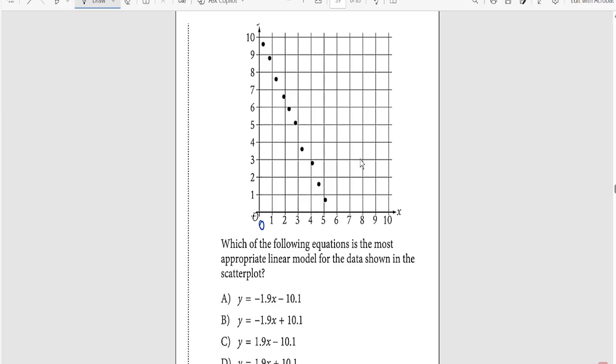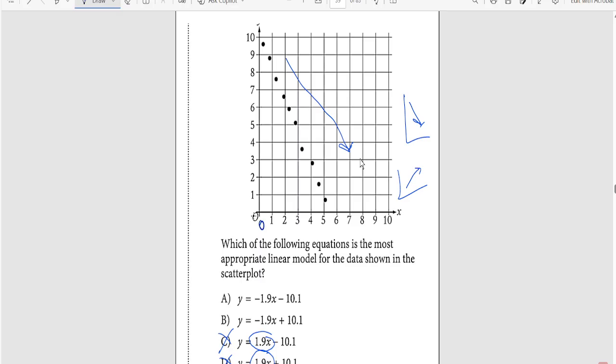Okay. So the data points show a clear downward trend, going from left to right, right? That indicates a negative slope. So if you see equations C and D, they have positive slope, so you can eliminate them, because the slope should be negative. The graph is going like this. If the graph goes upward, then the slope has to be positive.